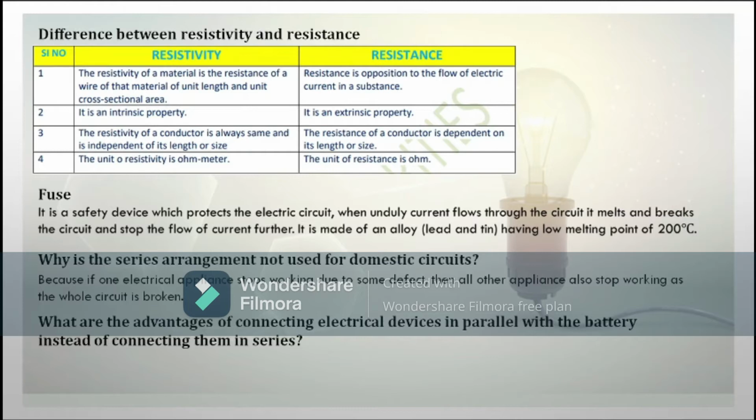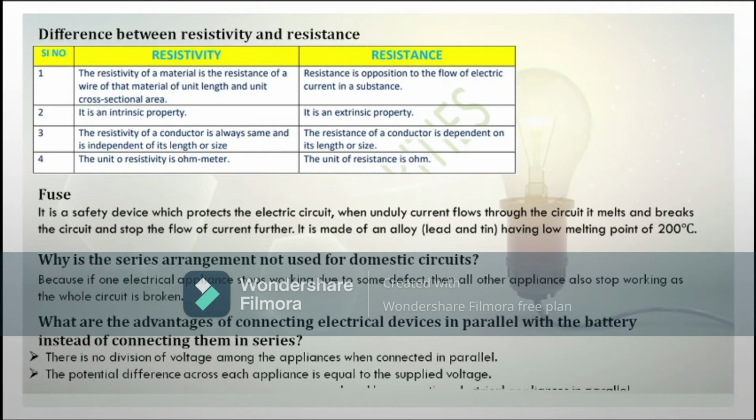Now, the next point is, what are the advantages of connecting electric devices in parallel with the battery instead of connecting them in series? The first point is, there is no division of voltage among the appliances when they are connected in parallel. The next point is, the potential difference across each appliance is equal to the supplied voltage. And the third thing that you should know is, total effective resistance of a circuit can be reduced by connecting the electrical appliances in parallel. These are the advantages of connecting electric devices in parallel.